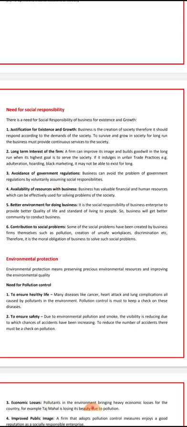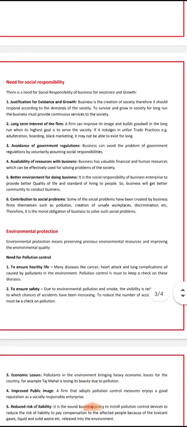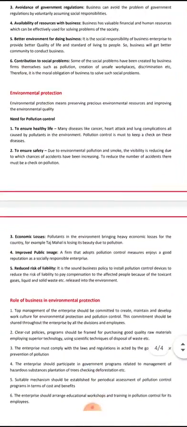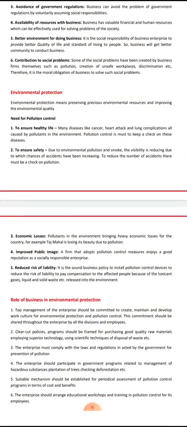The next point is contribution to social problems. A business should always volunteer in contributing to solving social problems, and it should avoid creation of unsafe workplaces. It should avoid discrimination. Therefore, it is a moral obligation of business to solve such problems. The next point we will study is environmental protection. It's very important for an organization to protect the natural resources, to protect the environmental resources, and improve the quality of environment. So here we will study what is the need for pollution control.